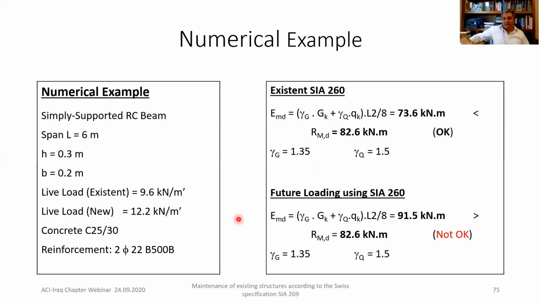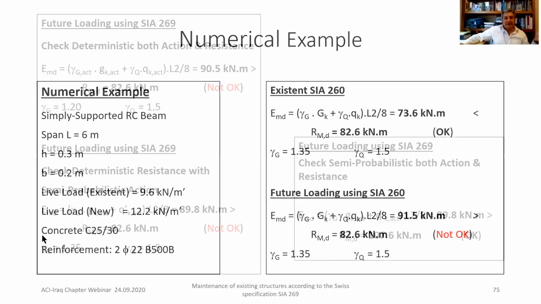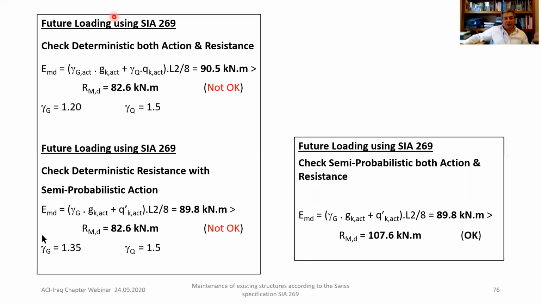If this beam is an existing structure, you don't have to use this one because the factor of safety is different. But if you use the code for new structures, you'll find it's not okay because you are using the factor of safety 1.35 that considers some uncertainties about the geometry of this structure. But if you use the new code 269, you can reduce the factor of safety. So you can find here some better, the effect starts to approach, but it's still not okay.